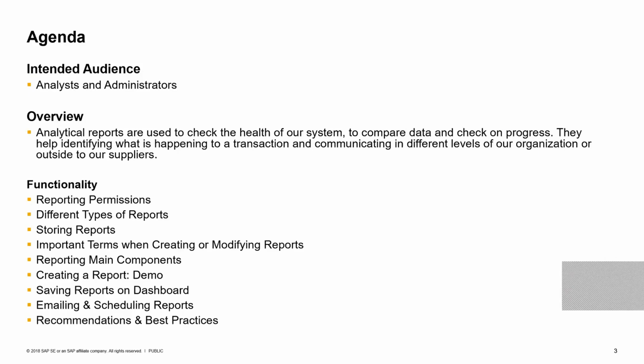So we're going to go through a list of different topics today. We're going to talk about permissions. We're going to talk about different types of reports that you can create and modify, and how to restore reports. One important topic for me is some terms that, once you get them, make it easier for you to understand how to create a report. So we're going to go through some important terms that we use regarding reports. We're going to talk about some main components for building the report.